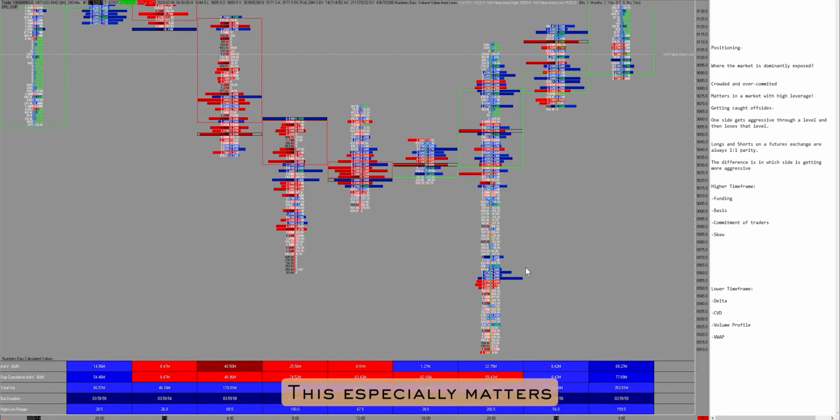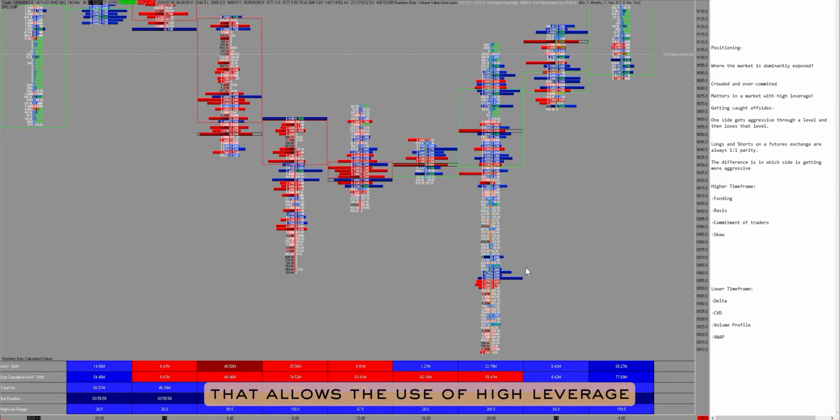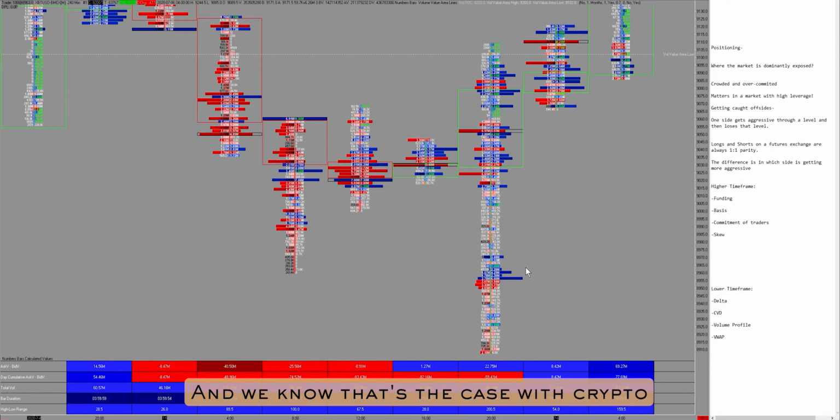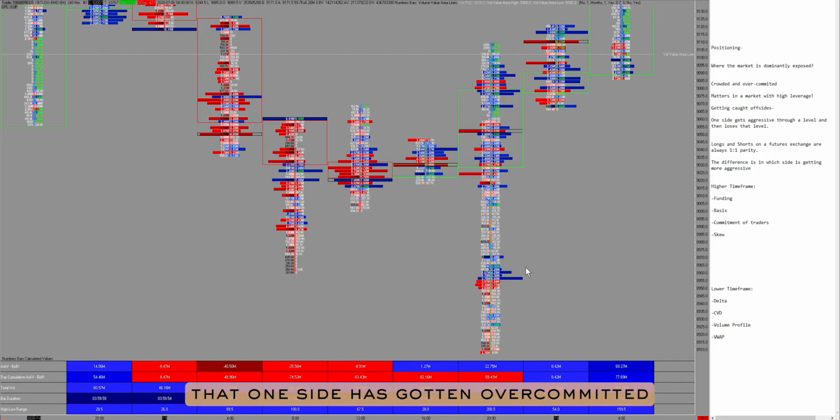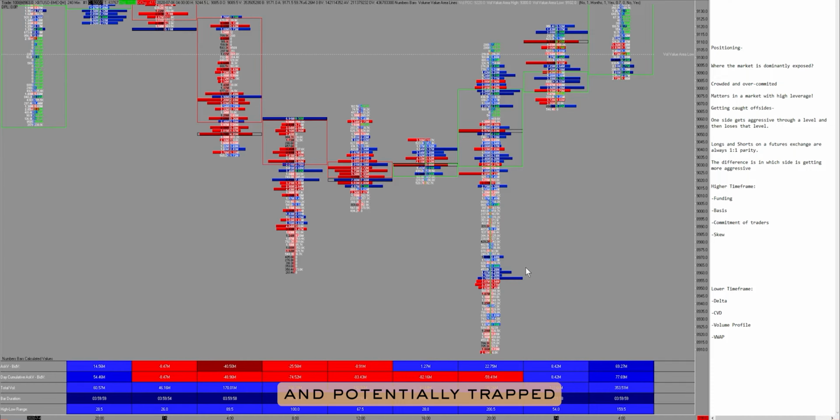This especially matters in a market that allows the use of high leverage across multiple exchanges, and we know that's the case with crypto. So what we're looking for is a sign that one side has gotten overcommitted and potentially trapped. One side that previously had control has lost control and is now trapped and caught offsides. When we talk about one side being offsides, we're talking about them having committed through a level.